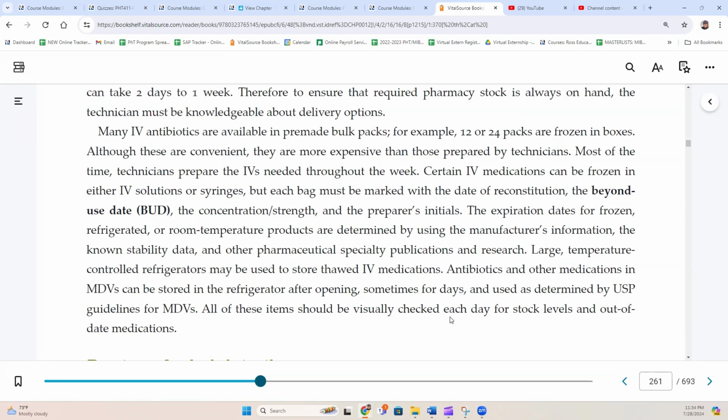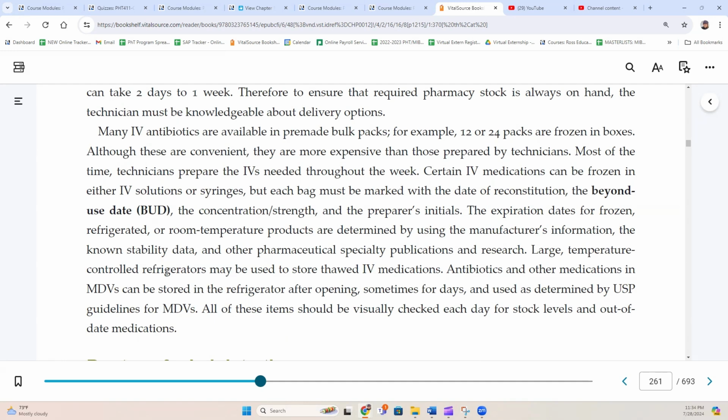Certain IV medications can be frozen in either IV solutions or syringes, but each bag must be marked with the date of reconstitution, the beyond use date, the concentration and strength, and the preparer's initials. The expiration dates for frozen, refrigerated, or room temperature products are determined by using the manufacturer's information, the known stability data, and other pharmaceutical specialty publications and research.